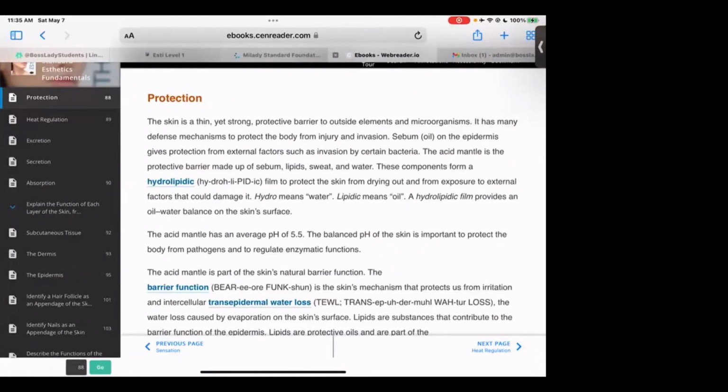Okay, so then moving on from that, these components form a hydrolipidic film to protect the skin from drying out and from exposure to external factors that could damage it. Hydro means water, lipidic means oil. So a hydrolipidic film provides an oil-water balance on the skin surface. The key here to what you just read is balance.